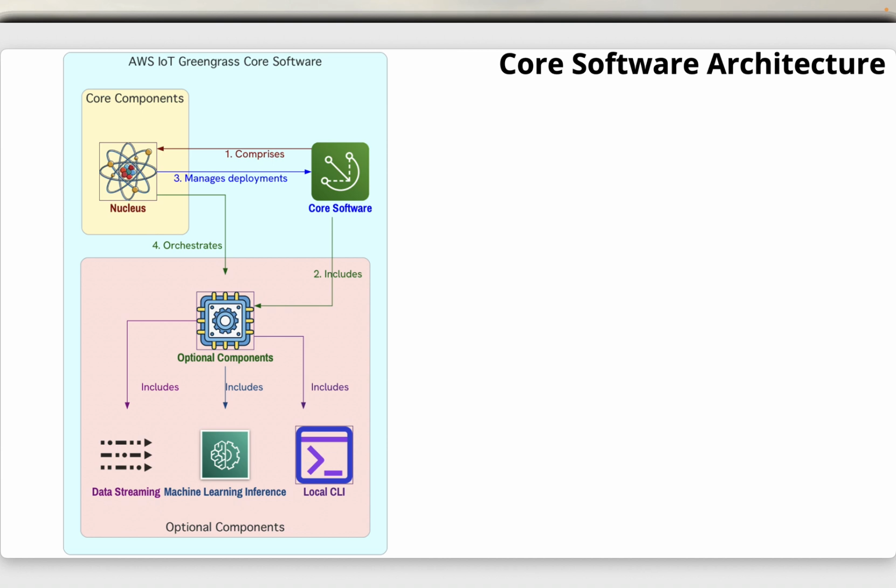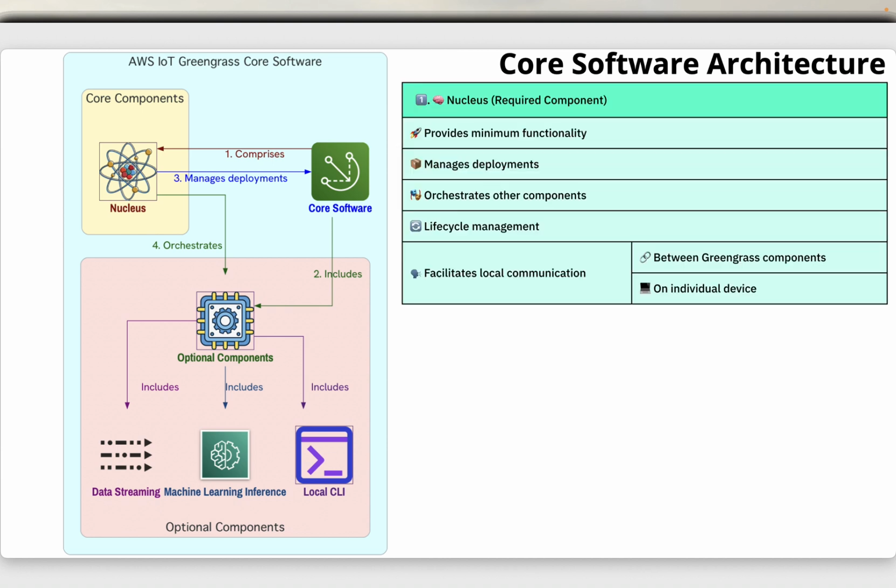Now let's see the core software architecture of Greengrass that gets deployed. So it is the set of all AWS IoT Greengrass software that you install on a core device. AWS IoT Greengrass core software comprises the following. First one, Nucleus. This required component provides the minimum functionality of the AWS IoT Greengrass core software. The Nucleus manages deployments, orchestration, and lifecycle management of other components. It also facilitates communication between AWS IoT Greengrass components locally on an individual device.